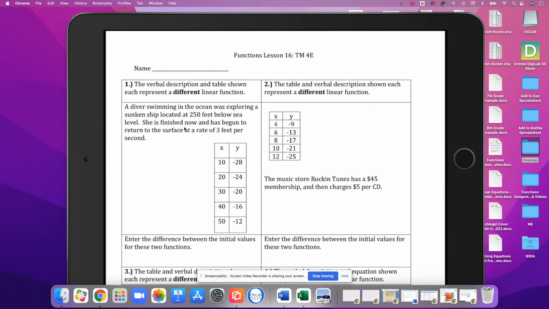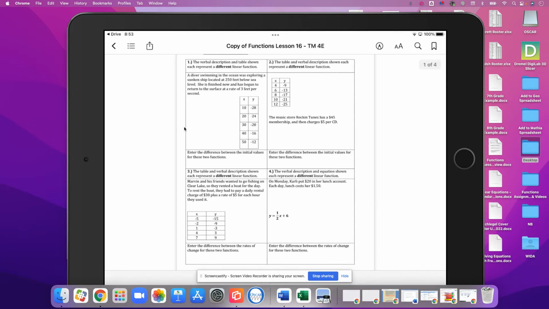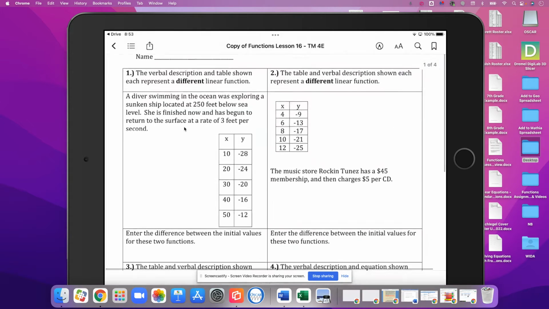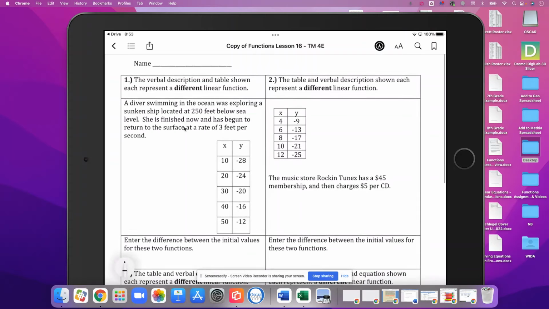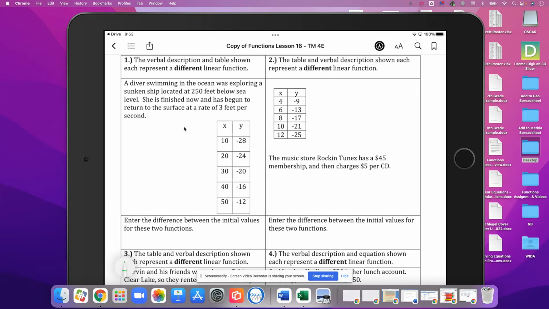So lesson 16 has much of the same stuff as lesson 15. So if you and your sub are thinking that you can do these without watching the video, that's totally okay. But again, I will be doing every single problem for this lesson so that you have the help when you need it. So we have two different linear equations, one in a description, one in the table.